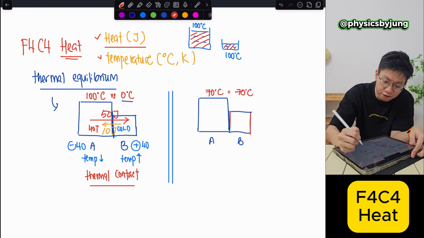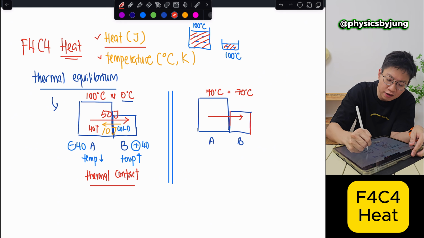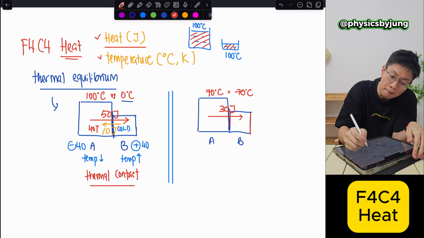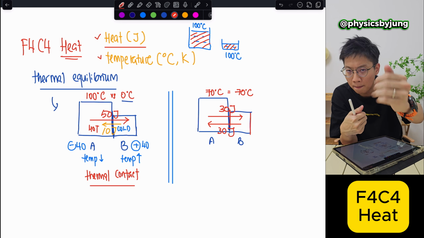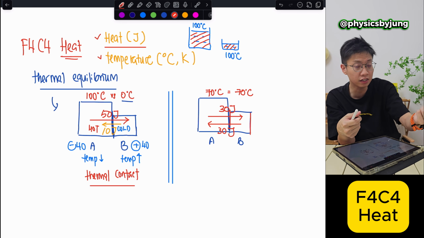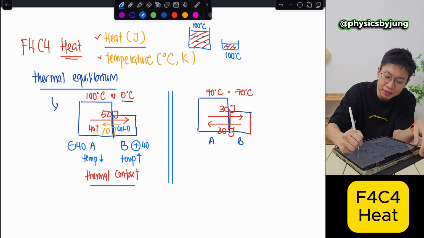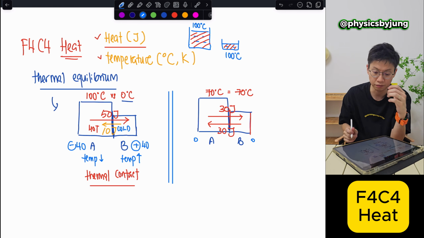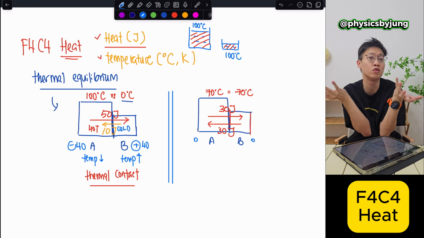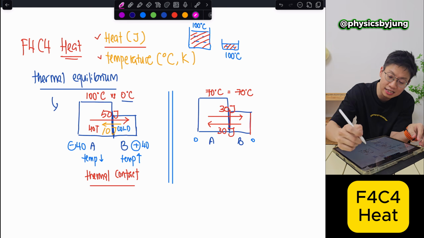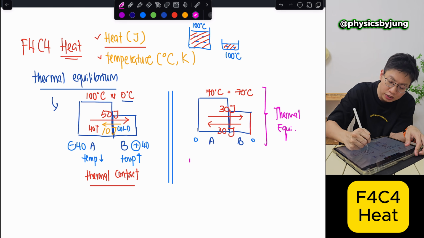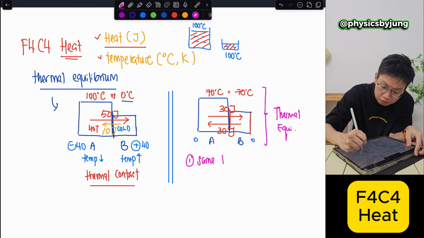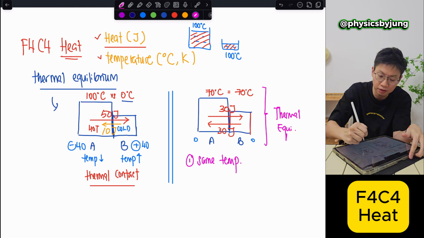So what is the difference now? A maybe will give 30 joules of heat energy to B, but B will also give back 30 joules of heat energy to A. So B gains how much? Give 30, take 30, so the change in B is 0, and A is also 0. I give 30, I take back 30, so there's no difference. In this scenario, we call this thermal equilibrium being reached. It is reached when your two objects have, most important, the same temperature.